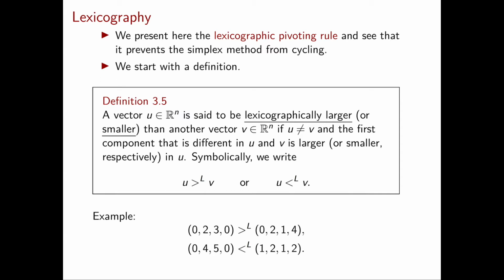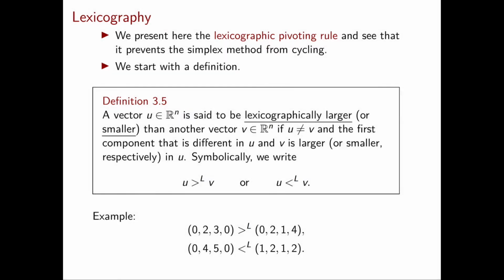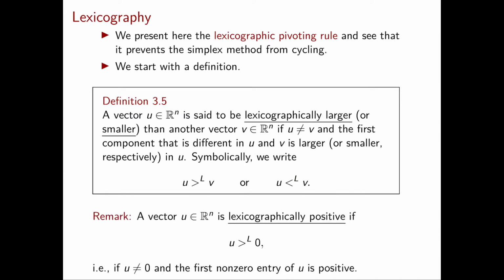Vice versa, of course, we say that u is lexicographically smaller than v if the first different component is smaller in u. In our second example here, we have that the vector on the left is lexicographically smaller than the one on the right, because already the first component is smaller in the vector on the left. Sometimes we will also say that the vector u is lexicographically positive, and this means that the vector u is lexicographically larger than the vector containing all zeros. In other words, it means that u is different from 0 and the first non-zero entry of u is positive.